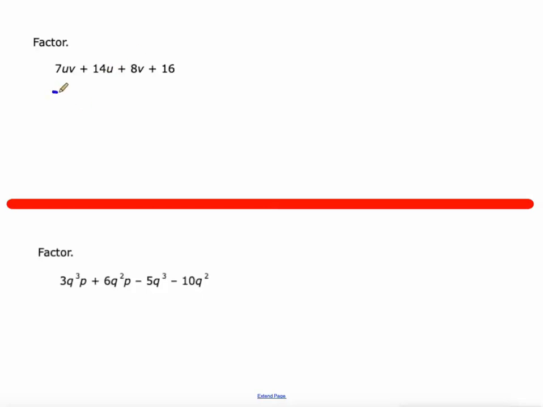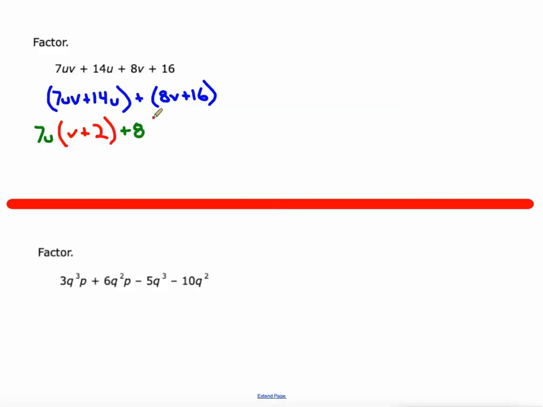Okay, so grouping, just like it sounds, you group a couple of the terms here. So I'll take and group these first two terms, and I'm going to group the second two terms. The first grouping has a greatest common factor of 7u. So I'm going to factor that out. 7u times v is 7uv, and 7u times 2 is 14u. The second grouping are both divisible by 8, so I'll factor that out. 8 times v is 8v, and 8 times 2 is 16.